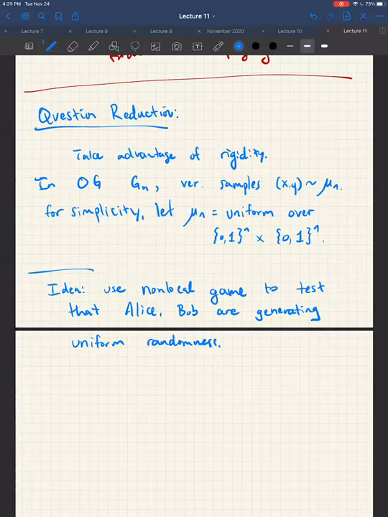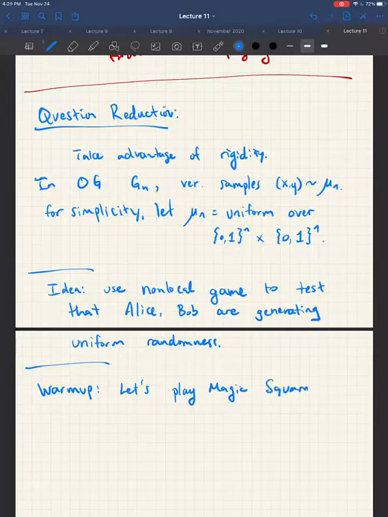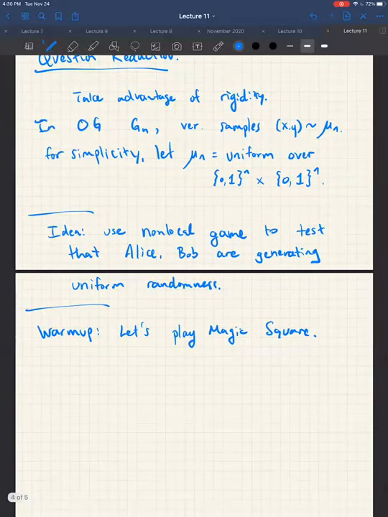Okay, here's a warm up. Let's put aside this game GN and G prime n for now, and think about the magic square game that we talked about before. Imagine that you as the verifier are playing Magic Square with Alice and Bob, and they win with probability 1, or maybe close to it. Since the game is rigid, you know that up to local isometries, these two players must share 2 EPR pairs, and they must be performing Pauli observables on their EPR pairs.